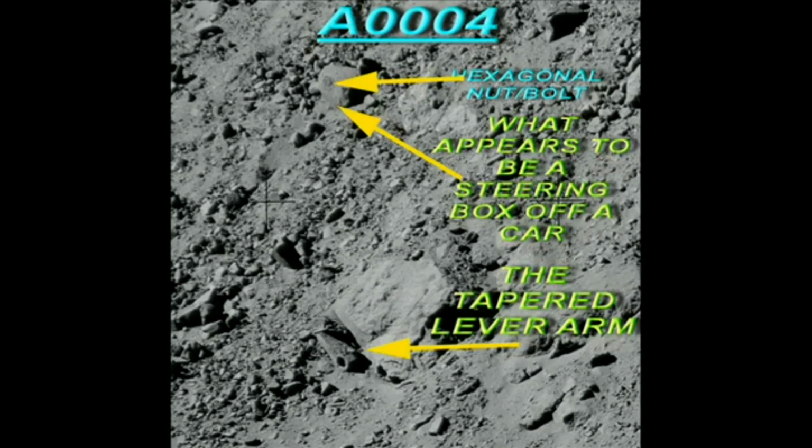Okay, here's the next photo I've titled 8004. Now, as you can see from the bottom yellow arrow, it displays the lever arm. Above that you can see an object which I think must be a cast iron steering box of a car. The top arrow with the blue writing displays what must be a hexagonal filler plug for this gearbox.